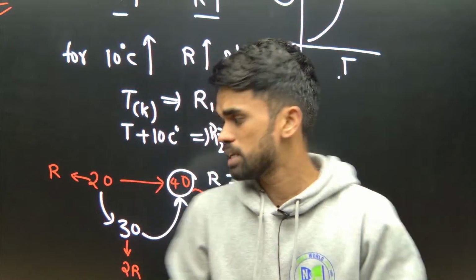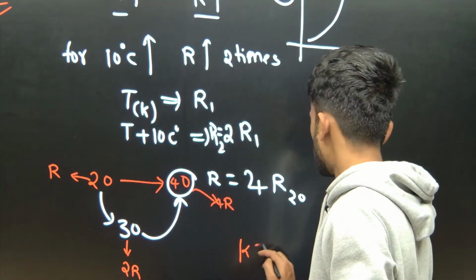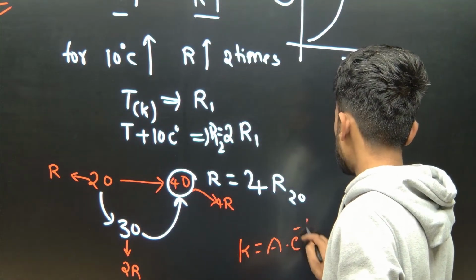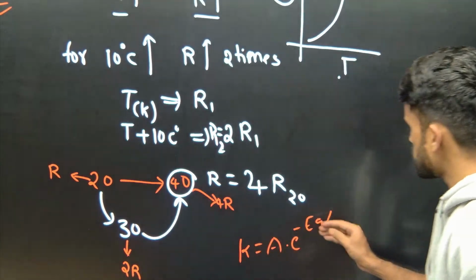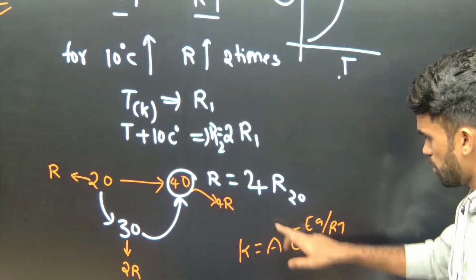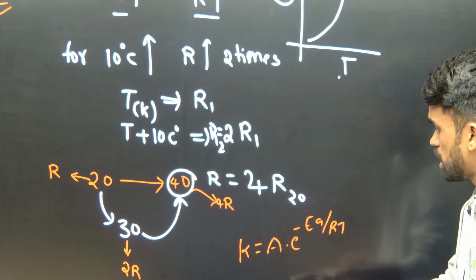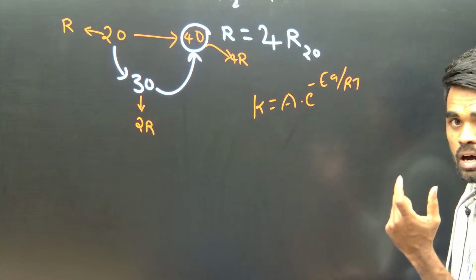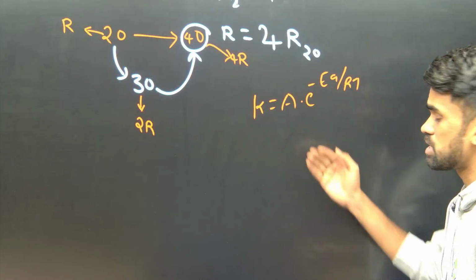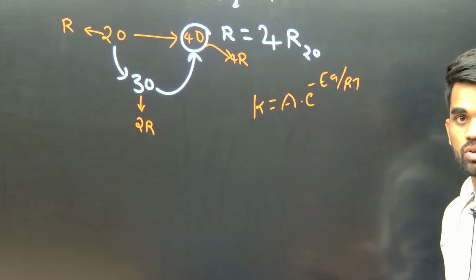Now the exact relation of temperature and rate of a reaction is given by the Arrhenius equation, where K is equal to A e to the power minus Ea by RT. This is a relation we have. Questions and calculations related to this were discussed in the last class also, but I just wanted to give you some clarity again, so that we can solve some numericals related to this discussion.